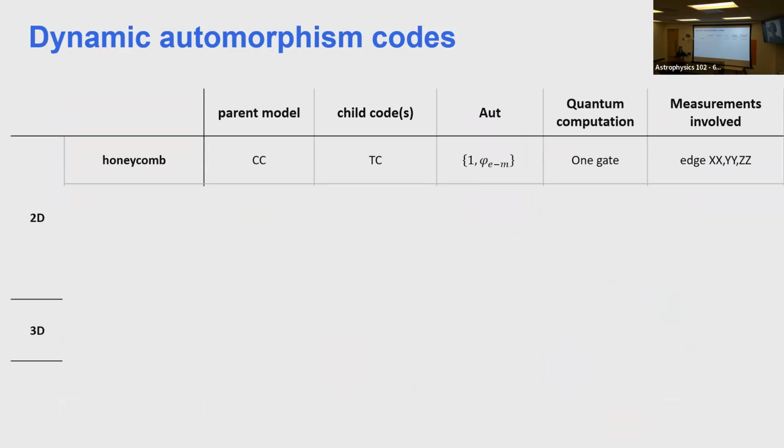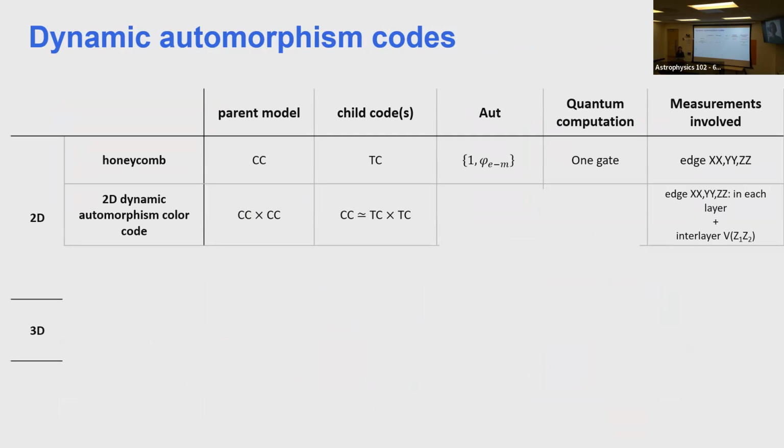Okay, so now I'm going to summarize our results. I still put the honeycomb code here for simplicity. It turns out that it's surprisingly simple to generalize it to an actually useful dynamic automorphism code by just doubling everything. So now the parent is two copies of the color code, and then your child is two copies of the toric code. If you do this, you can get away with a bilayer setup, because each layer is a separate honeycomb code, and you will be able to do protocols in each layer separately. The only additional measurement that you want to be able to do is the ZZ measurement between the layers, on the same vertex. So these are vertex ZZ measurements.